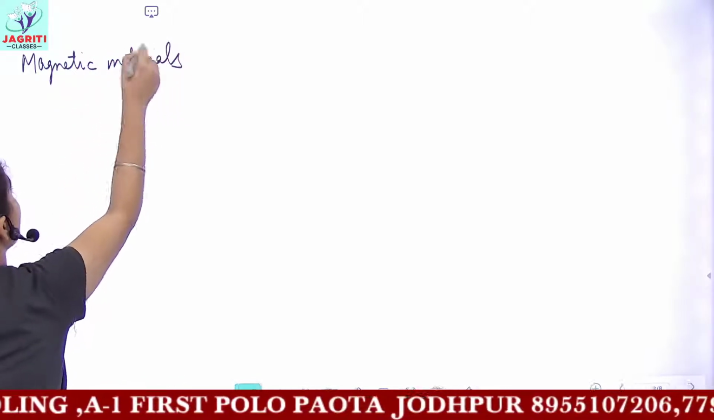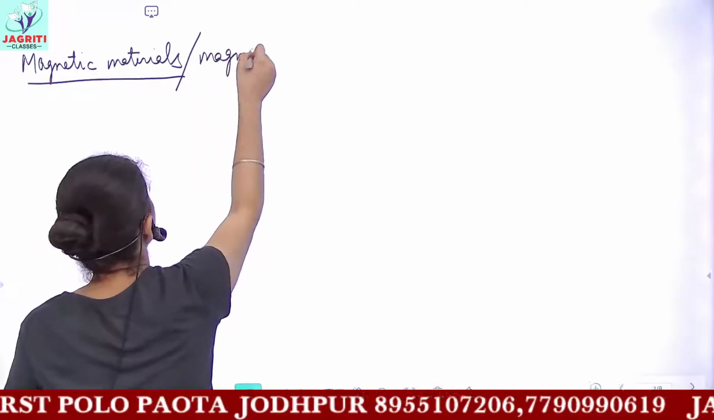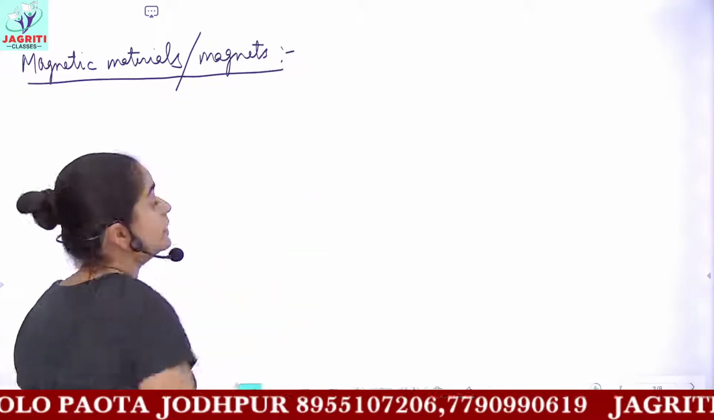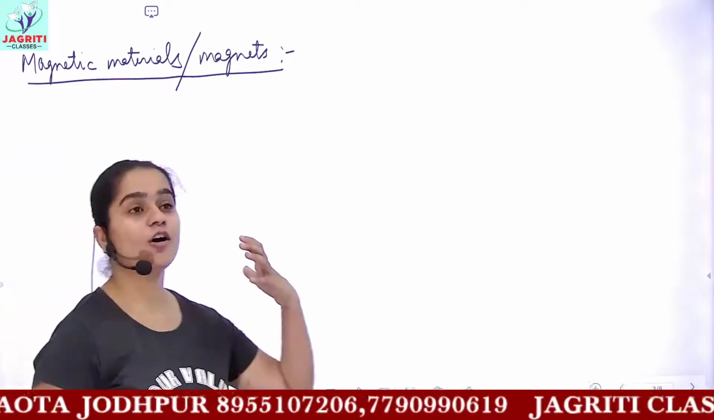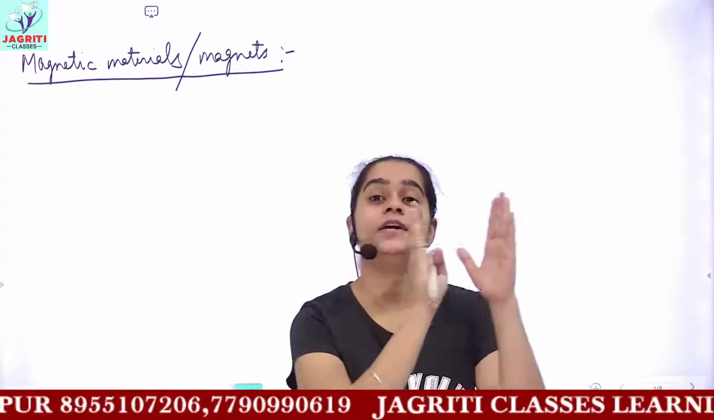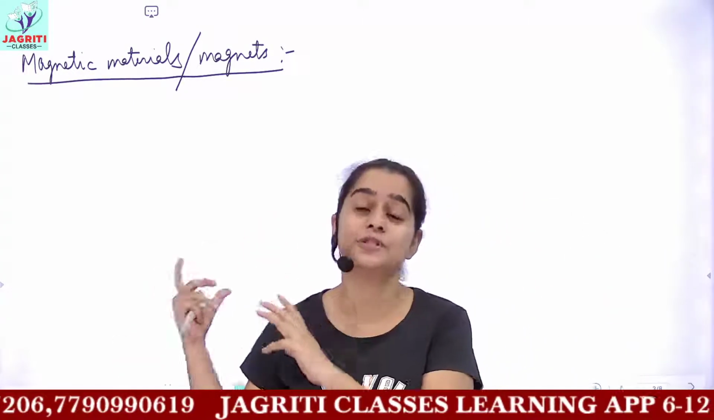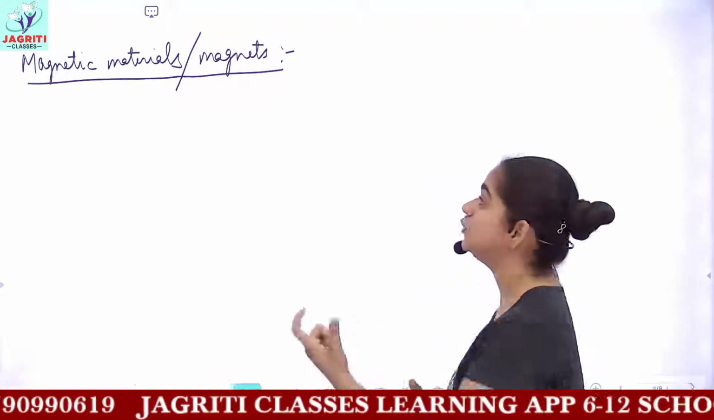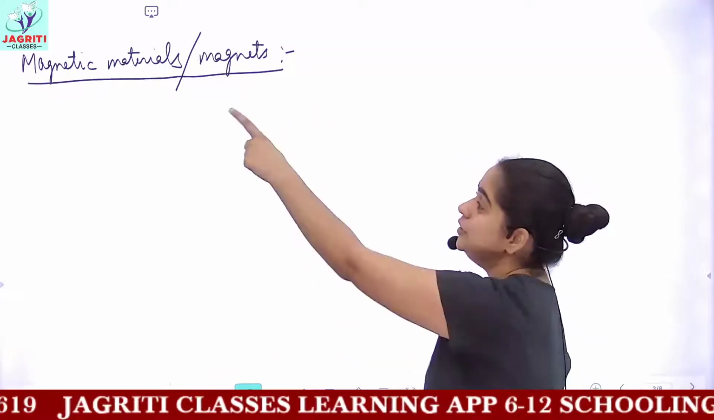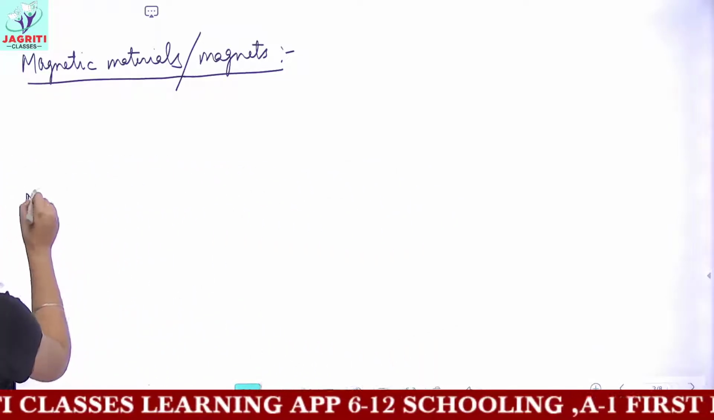So you can have two kinds of materials: magnetic materials, or you can call them magnets. On the basis of the nature of the material, that is, either it is showing the magnetic effect of current or it is not showing any such effects, you can classify those substances into two categories. The first one is magnetic materials, the next one is non-magnetic materials.